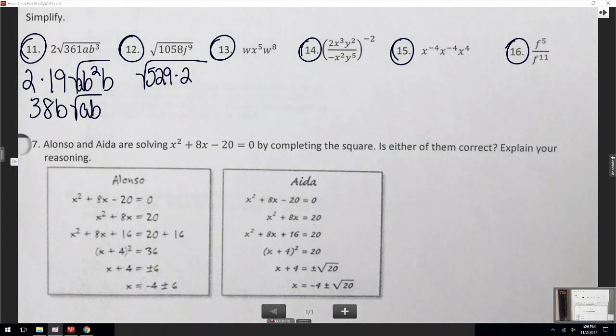J to the 9. 9 is not a number, it's an exponent. So you have to treat it like an exponent. Even though it's on that list as a perfect square, what's the biggest even number? 8. So it's J to the 8, and then J. All right, y'all good with that?